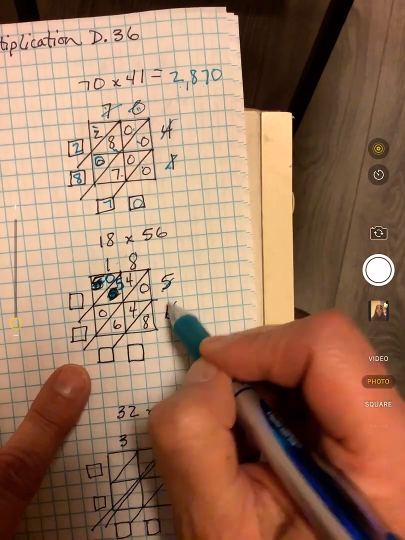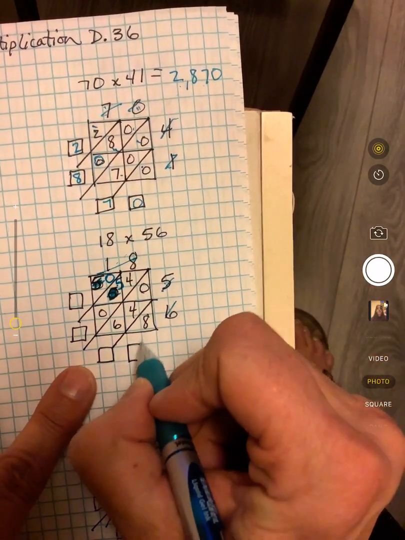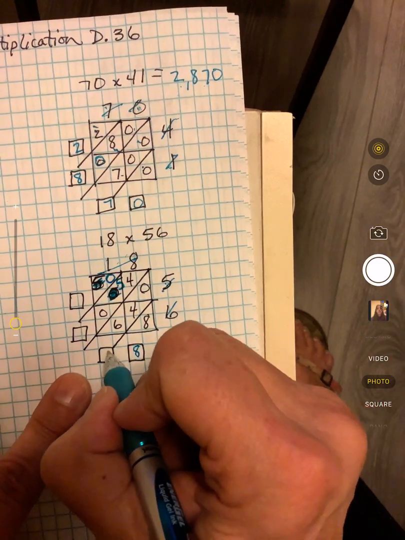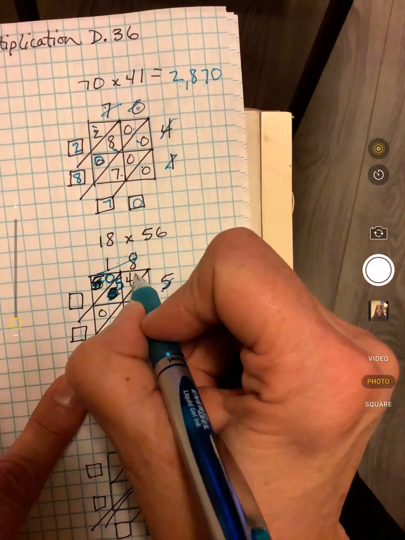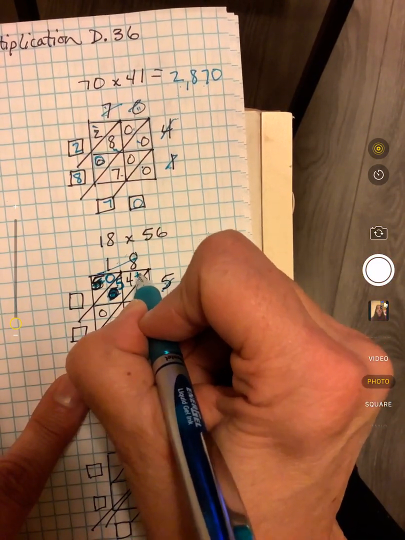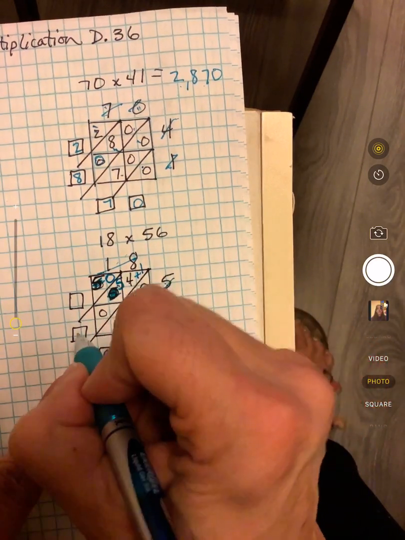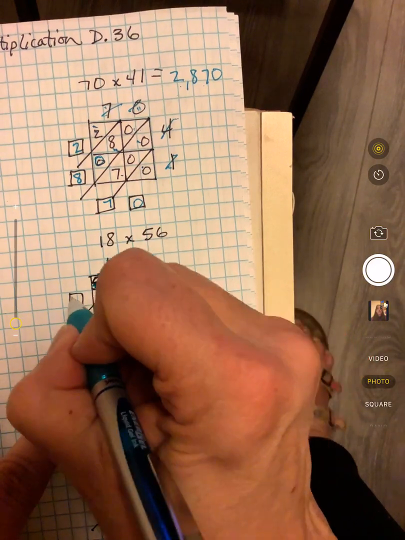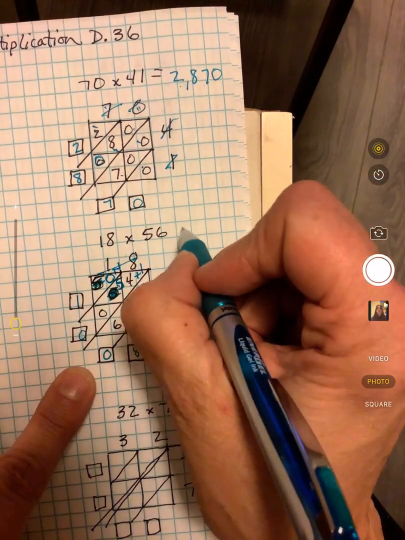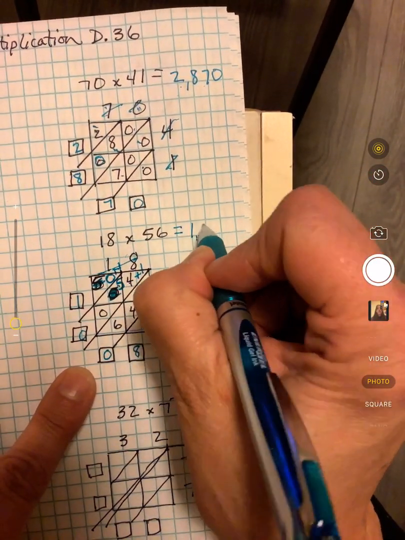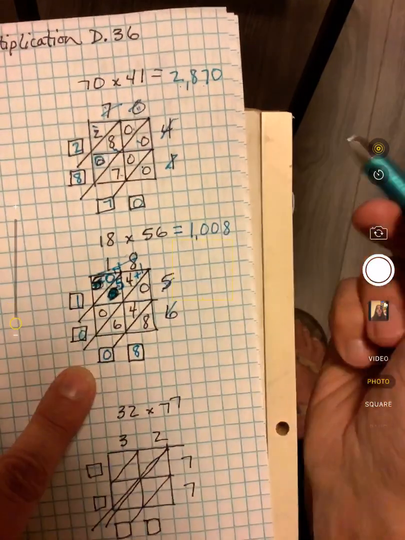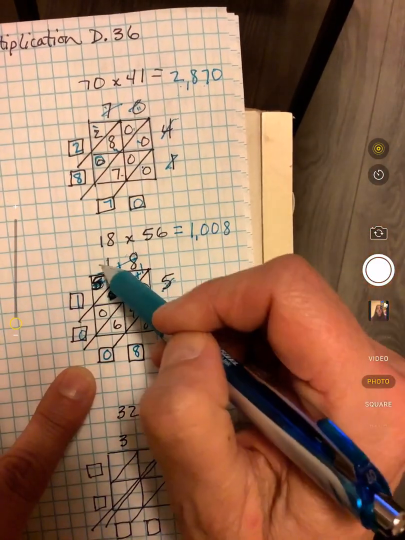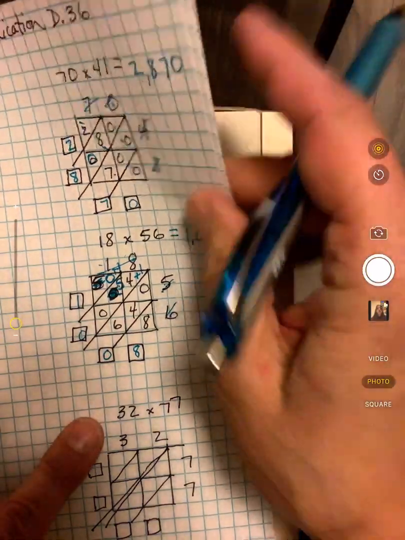So ignoring the outside numbers, we have 8. 6 plus 4 plus 0 is 10. Carry our 1. 1 plus 4 plus 5 is 10. Carry our 1. 1 plus 0 is 1. So it would be 1,008. Okay, so I made a mistake there. 5 times 1 is only 5, not 50.